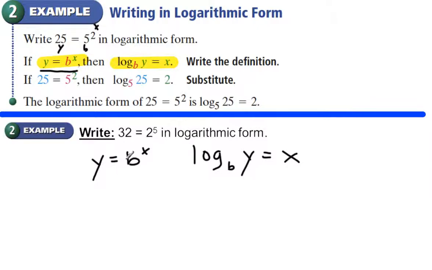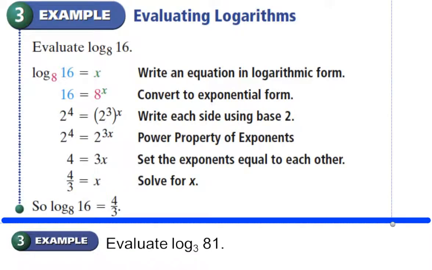Okay, now taking a look at this, we have 32, so this would be the y. 2 is our b, and 5 is the x. So writing this in logarithmic form, we have log base b, the base is 2, so 2 goes down here, of y, which is 32, equals our exponent 5. There you go. So log base 2 of 32 is 5. That's it. All right, now evaluating these log functions.